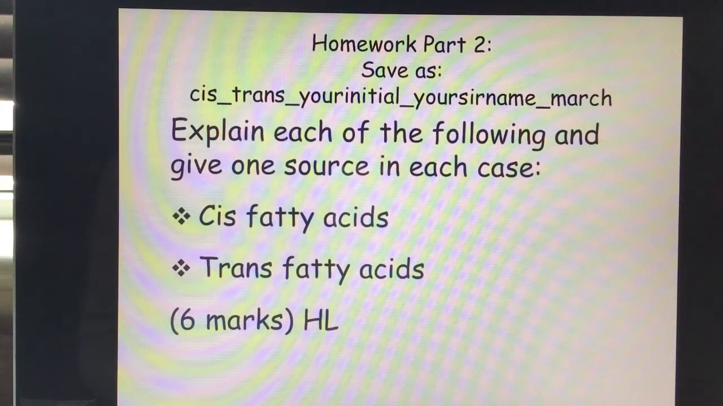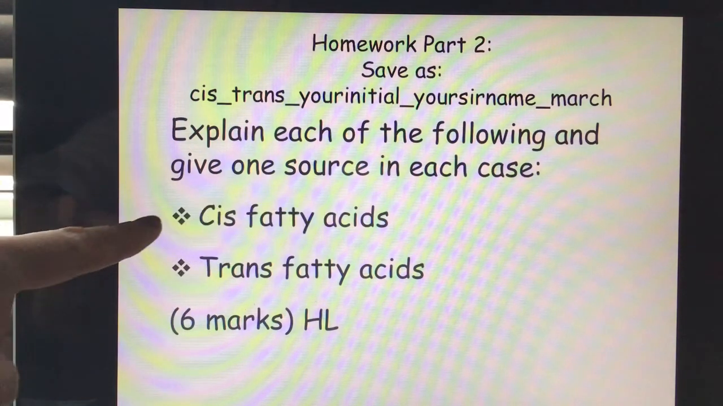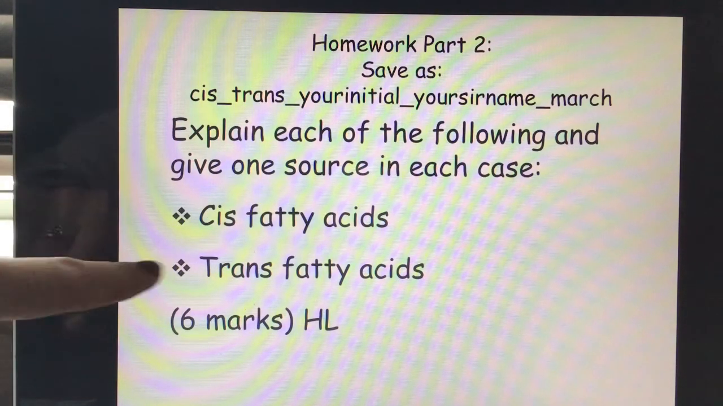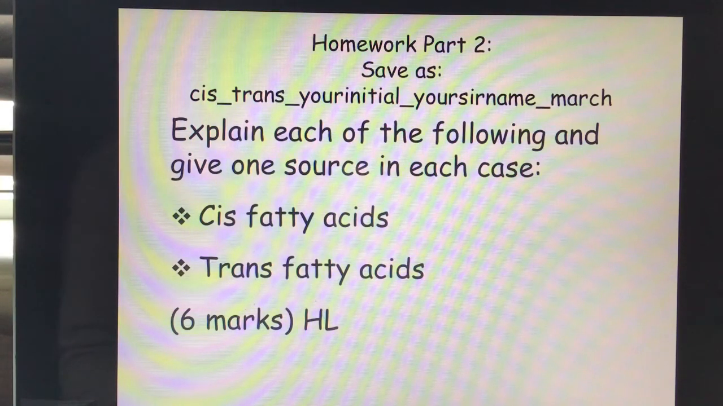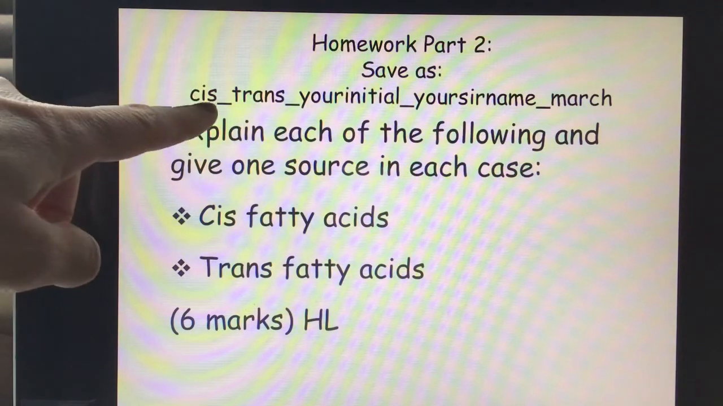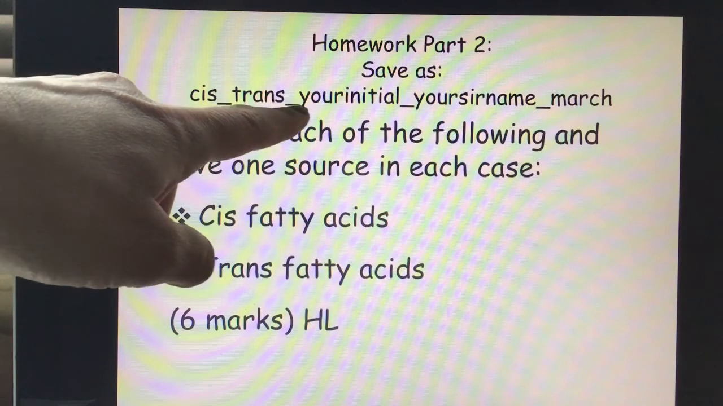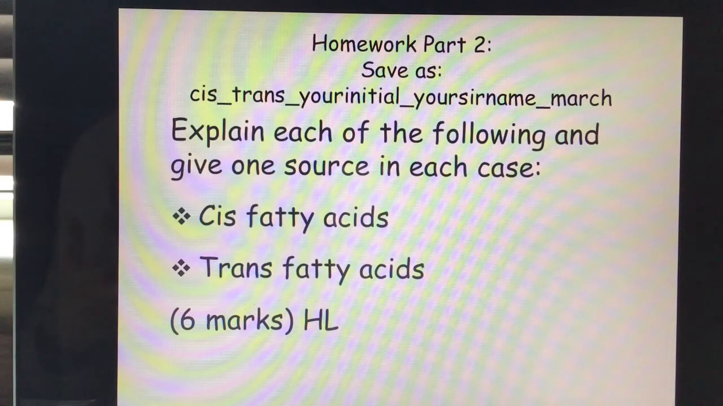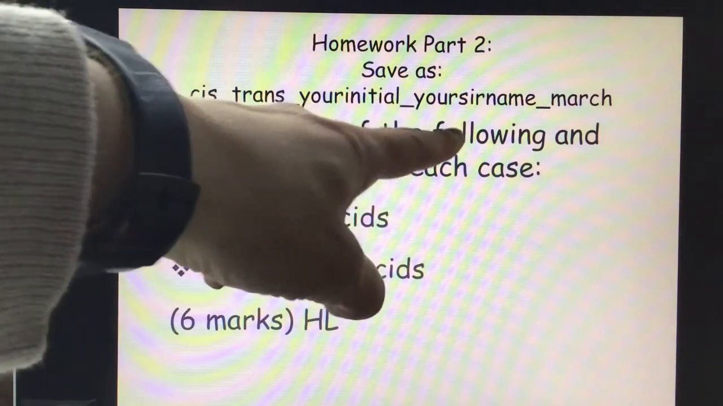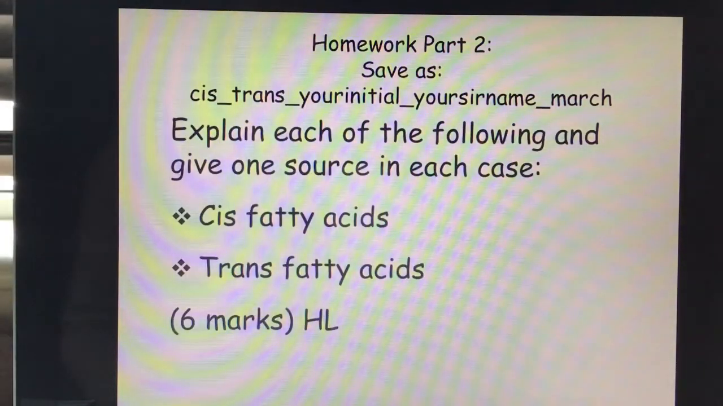For the last part of your homework tonight, I want you to explain each of the following and give one source in each case. Explain cis fatty acids and trans fatty acids. Don't forget to save your work as cis, trans, your initial, or A, P, V, whatever it is, your surname, March and into your OneDrive.